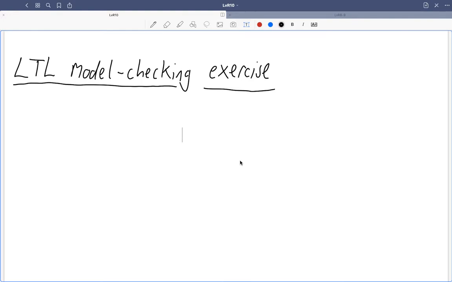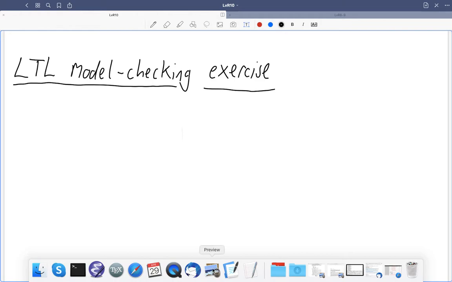This is lecture 10 of Logika računalništvu, Logic in Computer Science. Today's lecture is slightly different from usual in that the purpose this week is, rather than introducing new material, I'm going to present a solution to the LTL model checking exercise that is, along with this lecture, being released on the course web page. So let's have a look at that exercise.